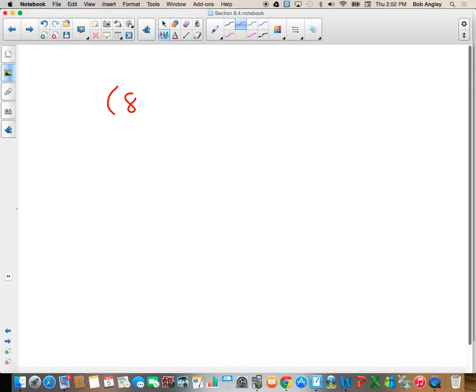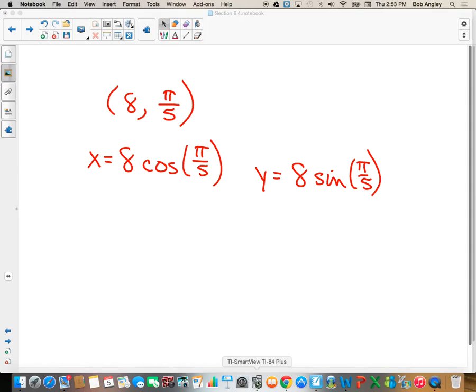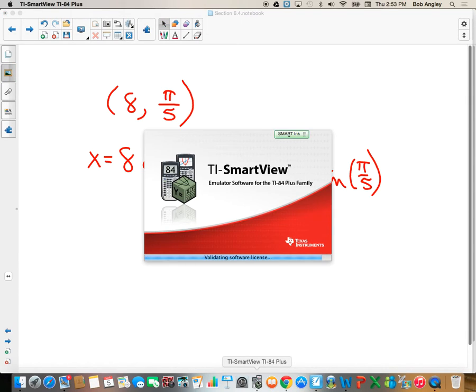So if I gave you 8 and pi over 5. Is pi over 5 on the unit circle? No. That makes this a calculator problem. Every time something's a calculator problem, we're just basically filling in a form. The x is 8 cosine pi over 5, and then for the y, it's going to be 8 sine of pi over 5. Now take your calculator out as opposed to expecting somebody else to do this one and you just copy down an answer in a second.